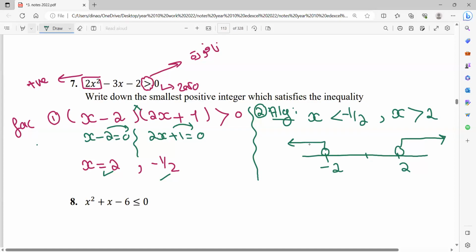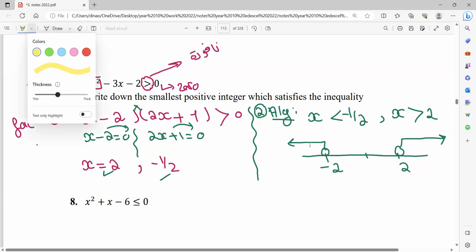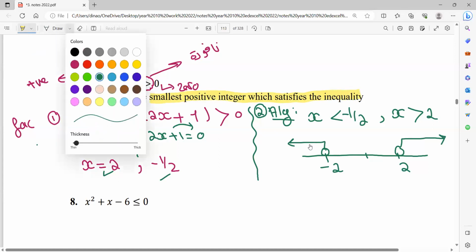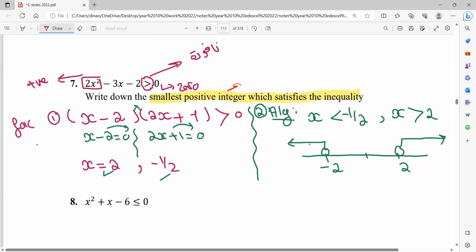Now let's see. The question here says, write down the smallest positive integer which satisfies the inequality. We discussed this part in the linear inequalities video. Now, the word integer means whole numbers. I'm just required to find the whole numbers. I have so many whole numbers greater than 2: 3, 4, 5, and so on.